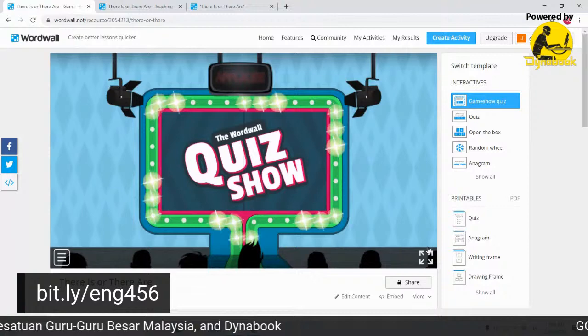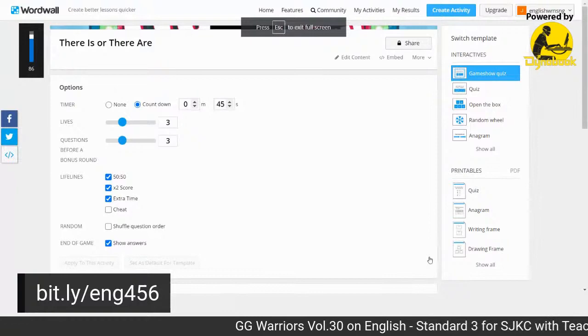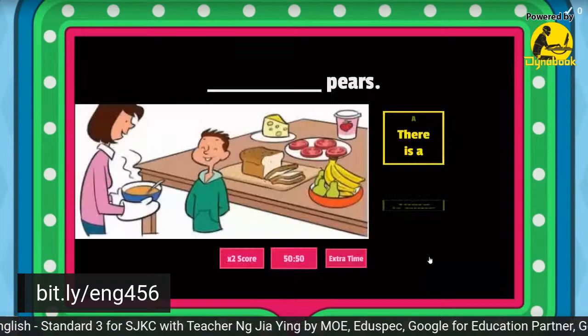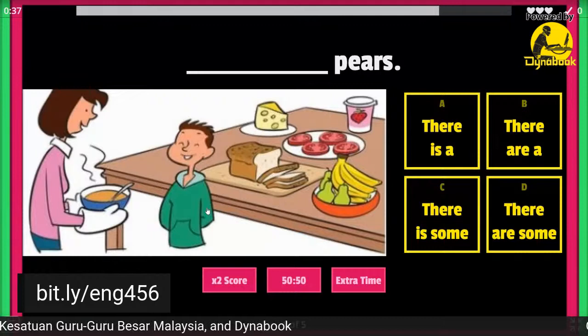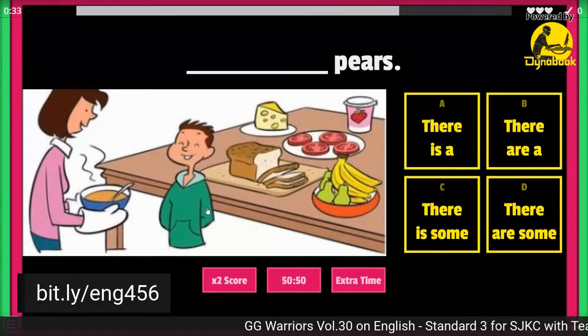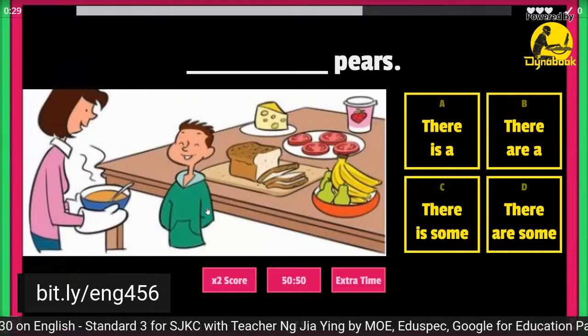Okay everyone, are you ready? Question 1. Look into the picture. What is your answer? Can you please type it in the comment if you don't have the link or if you can't log into the link? Can you try to figure out and type me your answer here? You can also use the comment here.